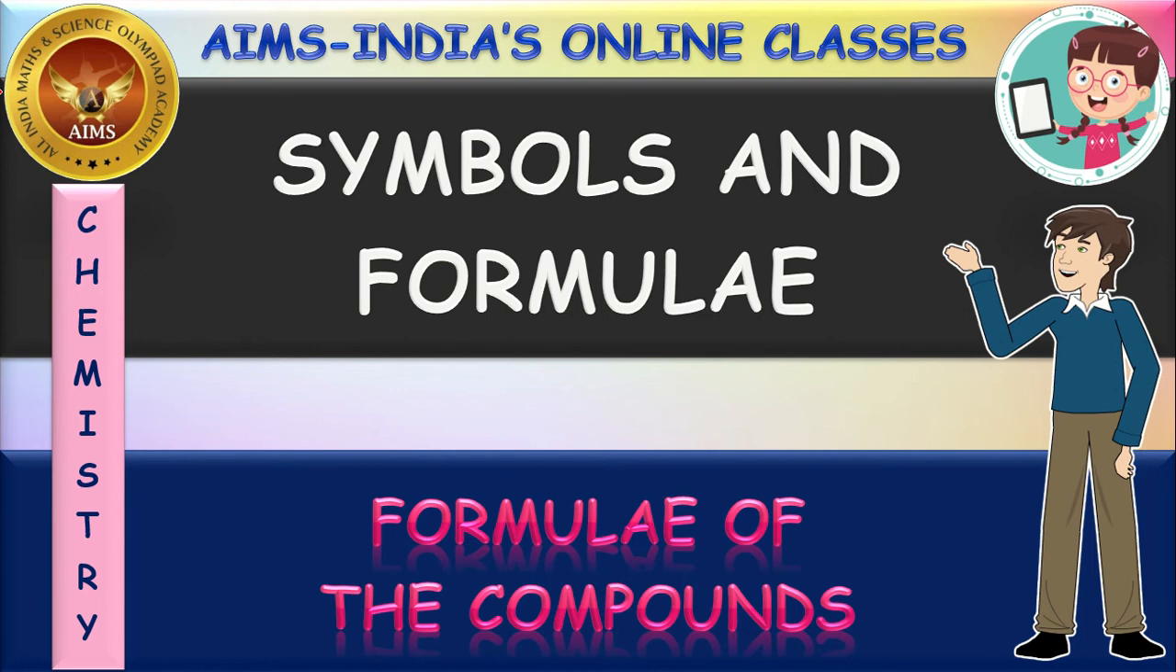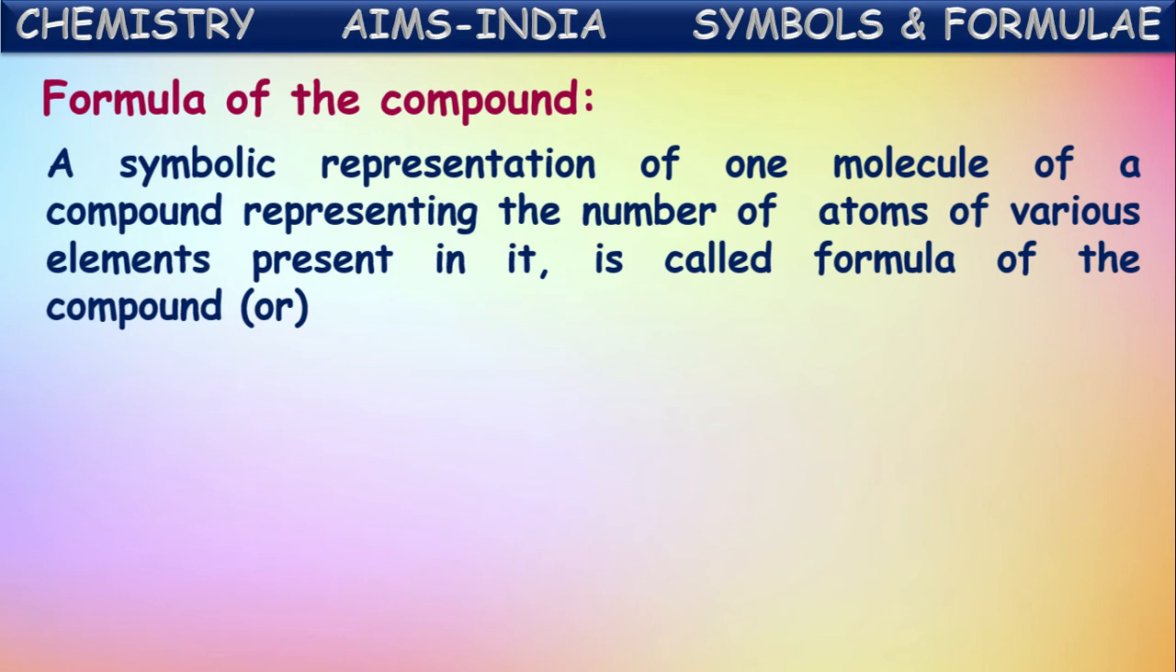Okay, now let us see how to write the formula of compounds. The symbolic representation of one molecule of the compound, representing the number of atoms of various elements present in it, is called the formula of that compound. What is a formula actually? The symbolic representation. We know that for every element a particular and unique symbol is given. And we know a compound is formed by the combination of two or more elements in a fixed composition ratio.